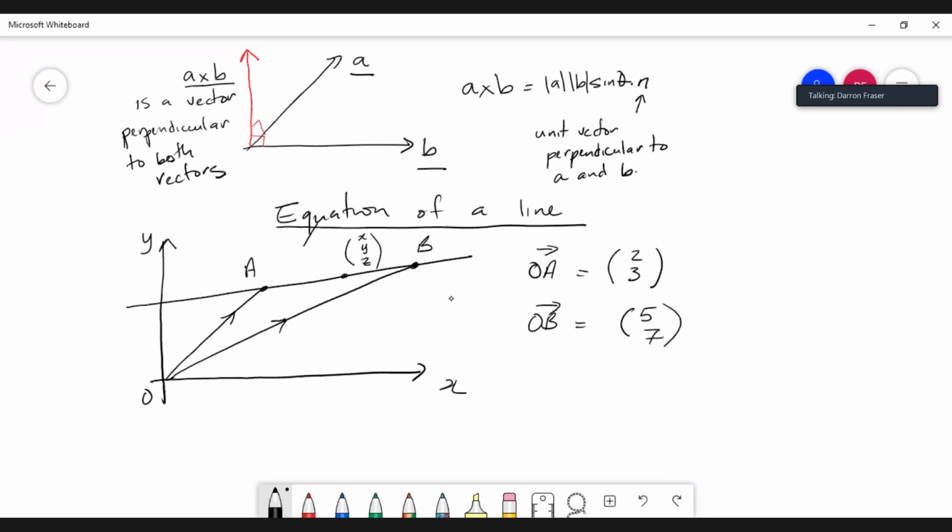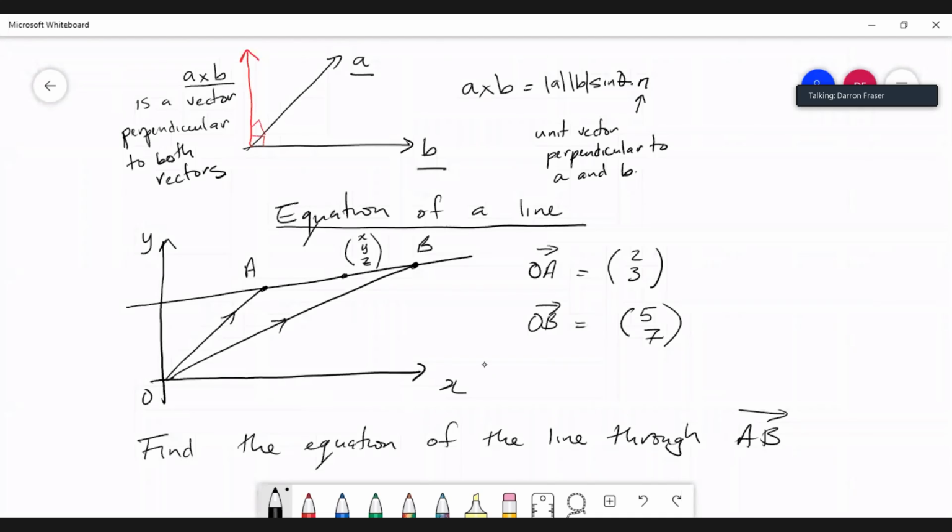All right, so we are given those two. Find the equation of the line through A, B. So we want to find the equation of a line that passes through AB, and we are given 2 points on the line. Just like when we find the equation of a straight line, you need 2 points on the line. So the two vectors, we have OA and we have OB, and then we need to find the equation of the line.